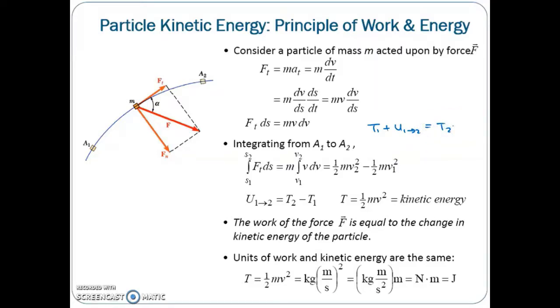So what it means here is the kinetic energy of a particle at A2 can be obtained by adding to its kinetic energy at A1 the work done during the displacement from A1 to A2 by the force F exerted on the particle. So T2 can be obtained by adding T1, which is the initial kinetic energy, plus the work of a force, or work done by the particle moving from A1 to A2.